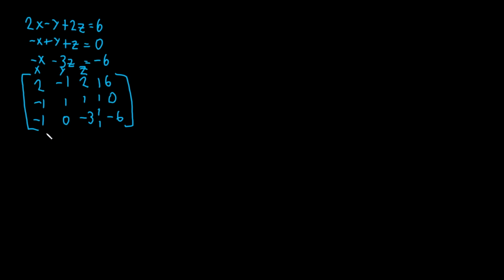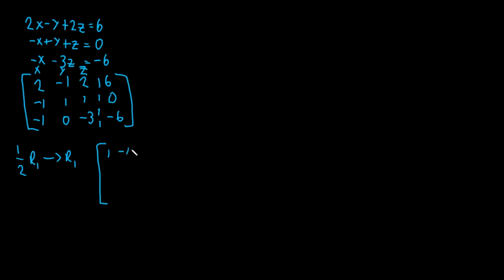Okay, so let's start by creating our first leading one. To make this 2 a leading one, we can divide this entire row by 2. So 1/2 row 1, and we're going to try and change row 1 in our final matrix. So let's do that. 2 divided by 2 is 1.